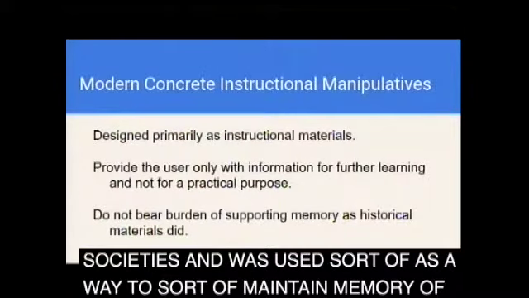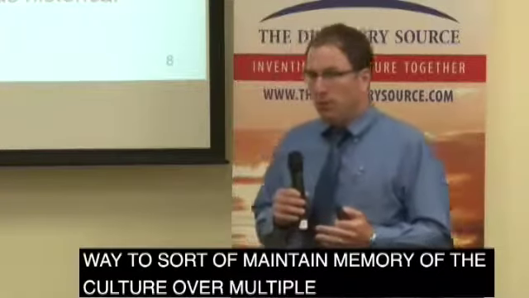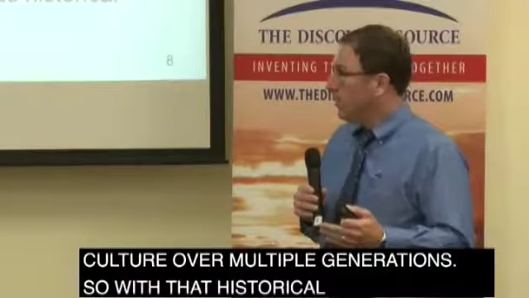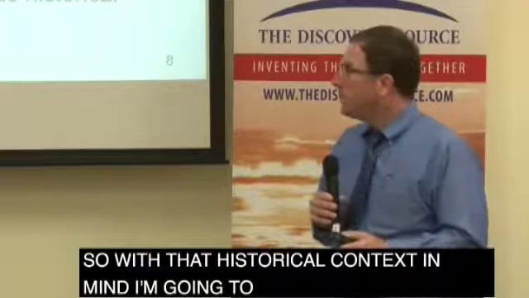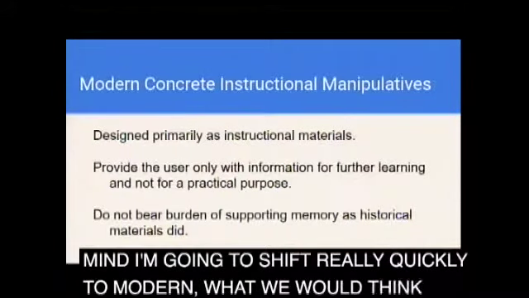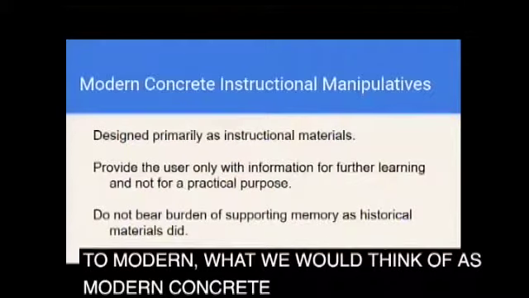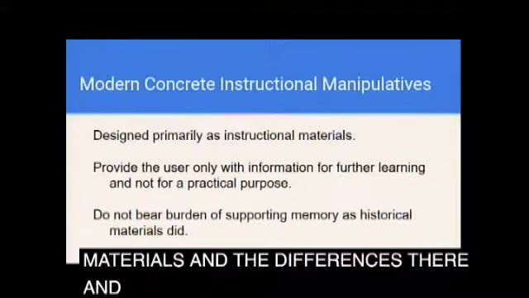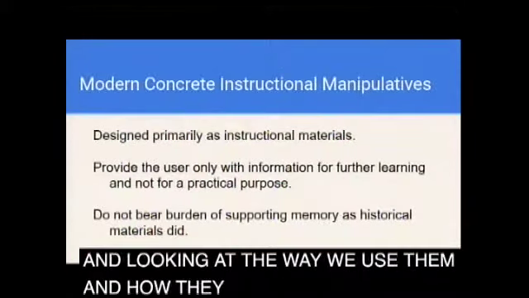So with that historical context in mind, I'm going to shift really quickly to what we would think of as modern concrete instructional materials, and the differences there, and looking at the way we use them and how they're different, and the different questions that come up because of that is very helpful.